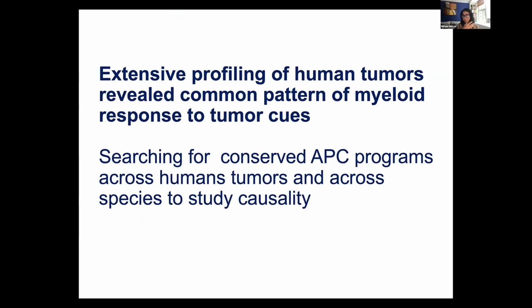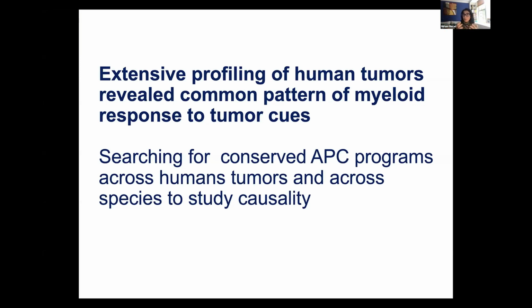So we did extensive profiling, and we've now profiled many human tumors and millions of immune cells. And this extensive profiling, in fact, has revealed common patterns of myeloid response to tumor cues. And we have, in fact, strived to search for conserved programs of these two cell types that I described to you, macrophages and dendritic cells, because this is what we study in the lab.